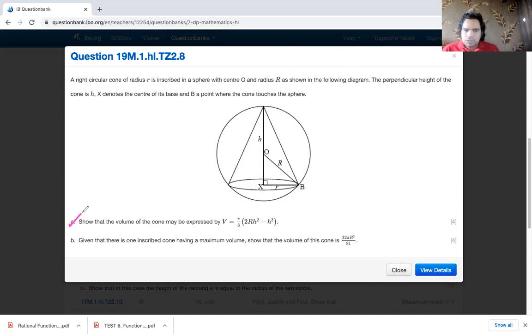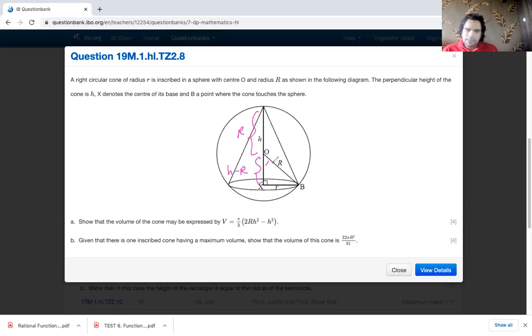Our objective is to show that the volume of the cone is this, and given that it has a stationary volume, show that the volume comes out to be this much. So the first part is to use our basic knowledge. Since this is the radius of the sphere, this length is going to be h minus R from here.